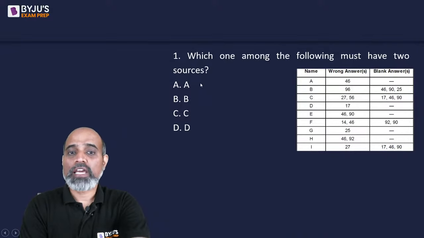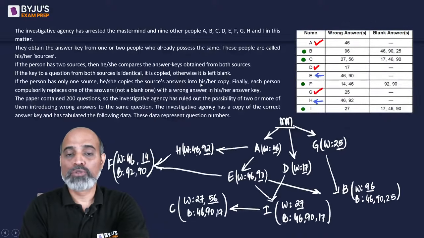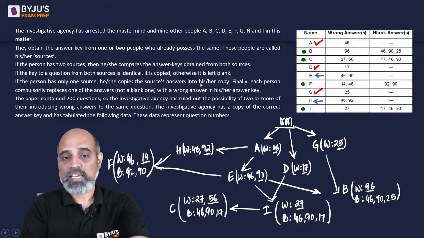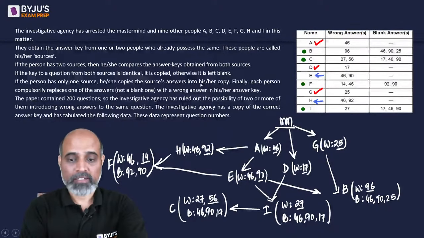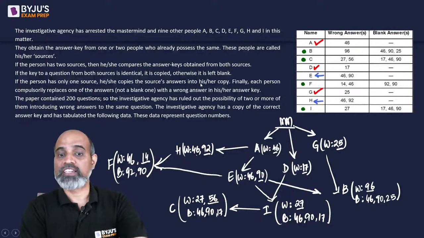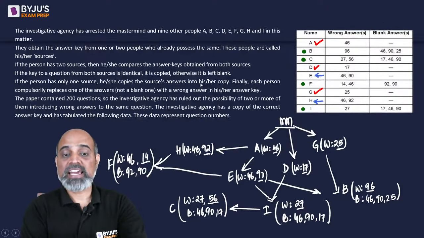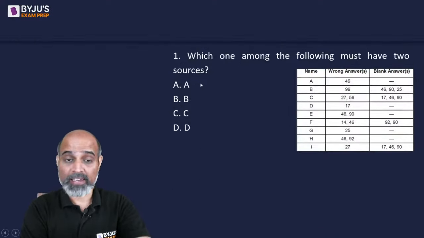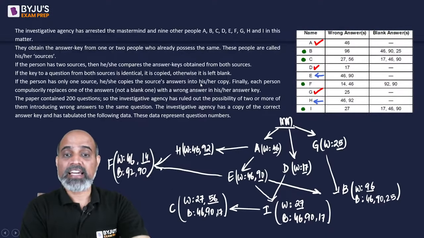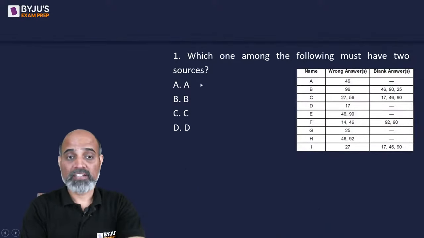Which one among the following must have 2 sources? A has 1 source, mastermind, right? B has 2 sources, E and G, right? C has only 1 source, which is I. D has only 1 source, which is mastermind. So B is the answer.